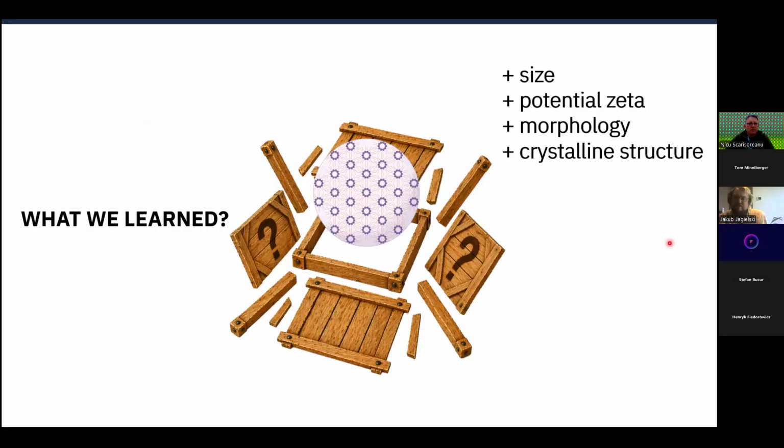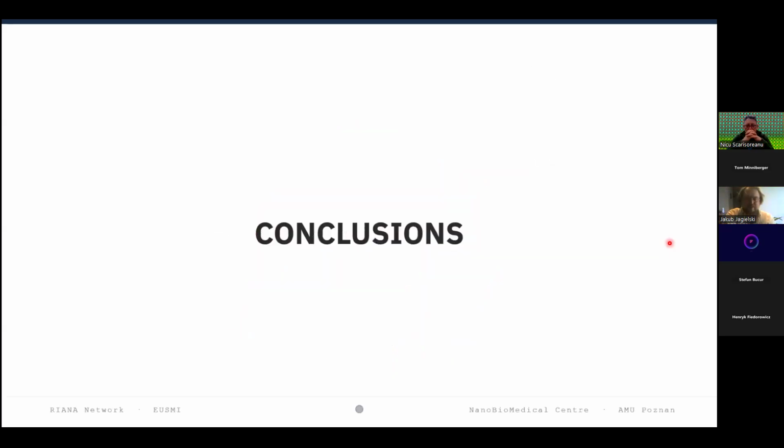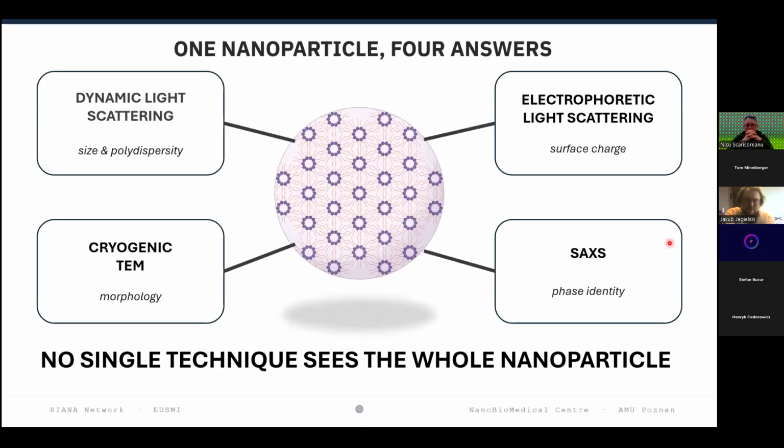So now with SAXS providing definitive phase identification and quantitative lattice parameters, the characterization picture is complete. We have the hydrodynamic size and the polydispersity, both from DLS. We have the surface charge from ELS, real space morphology from cryo-TEM, and crystallographic symmetry from the SAXS experiment. And this is the central message of this presentation. For one particle system, we need 4 techniques and 4 complementary types of information.